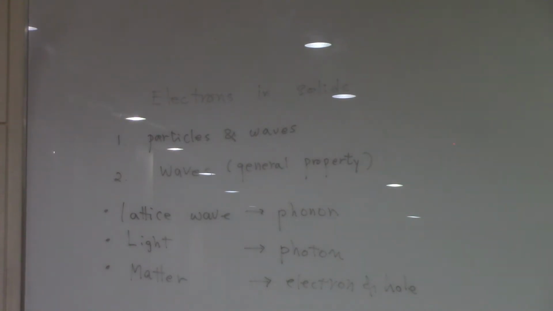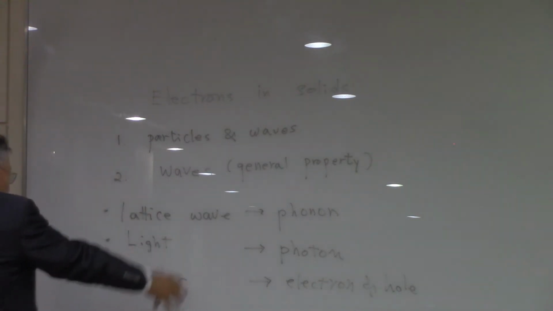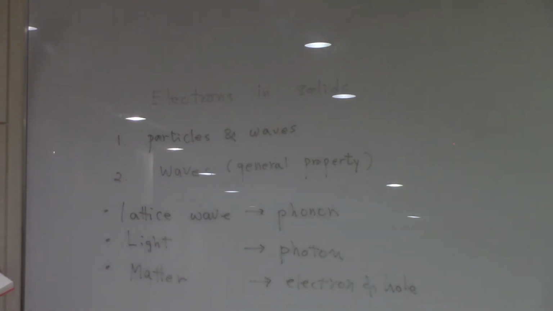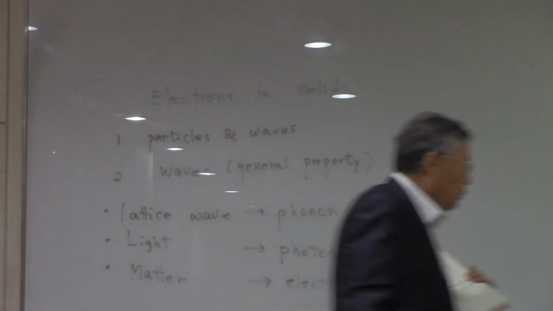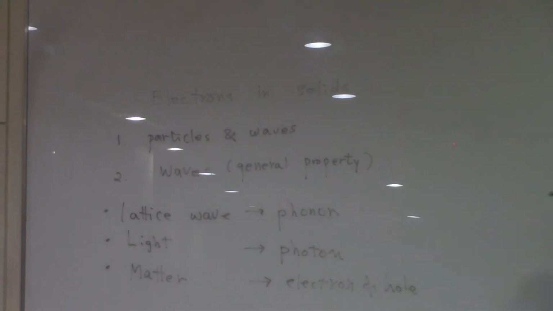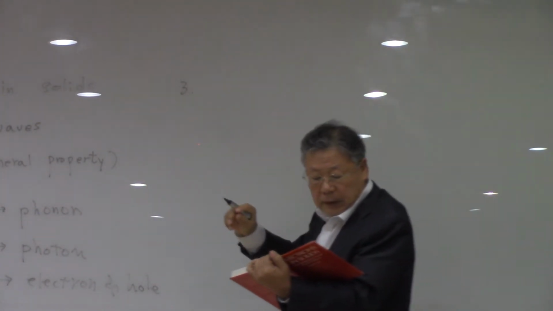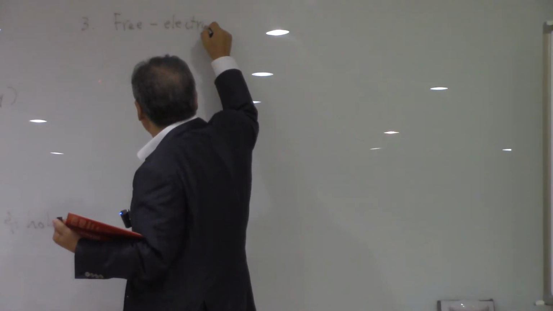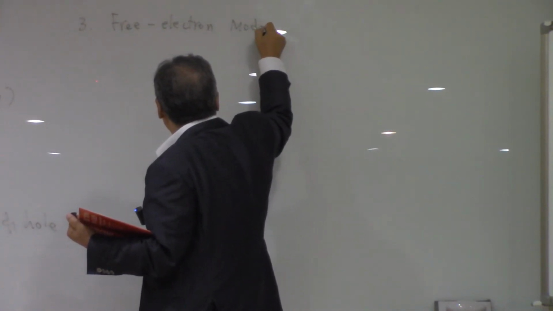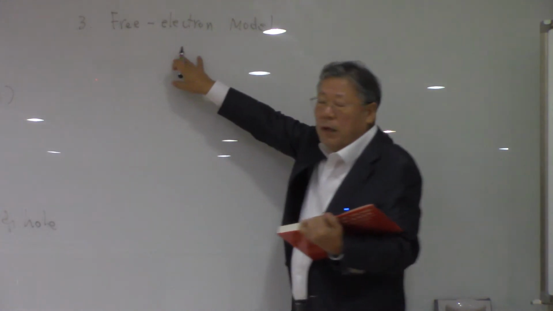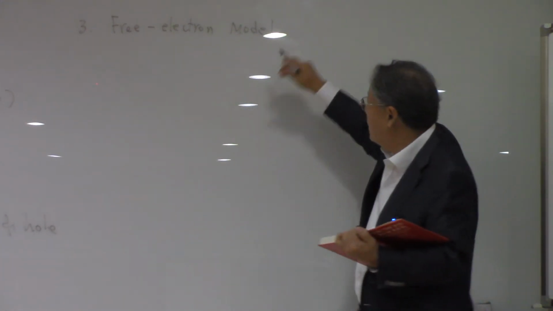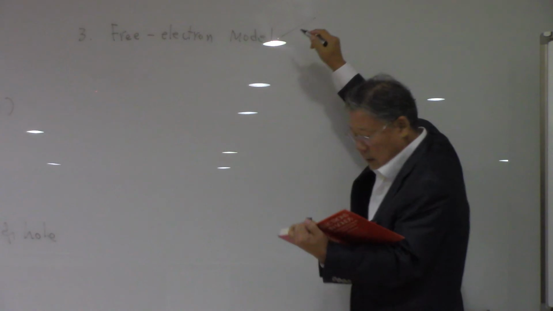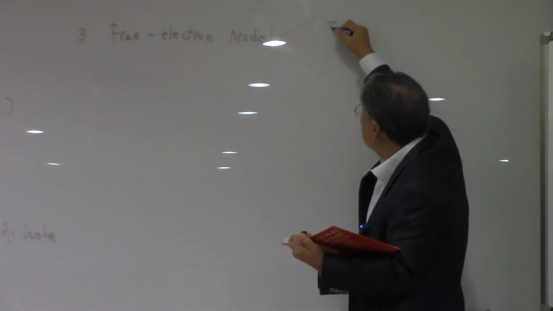Then, after the survey of these three important properties, we can go into the quantum physics, the basic quantum physics, where we start out with the free electron model. And the reason why we have to look into the free electron model is that we want to understand the energy bands.